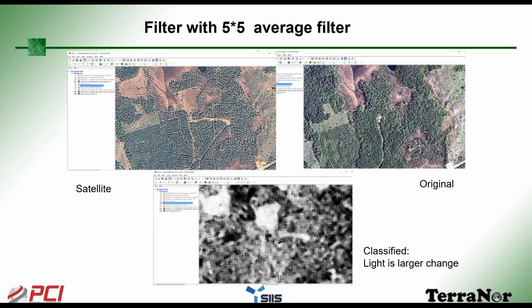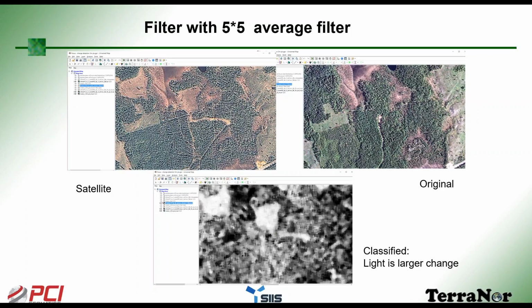In this image, you will see the satellite image up to the left, the original image up to the right, and the classification of change detection at the bottom. When Kevin showed his change detection, he used colors for this. In this image here, I only used intensity. So the brighter value, meaning white, means greater change, and the darker value means less change.